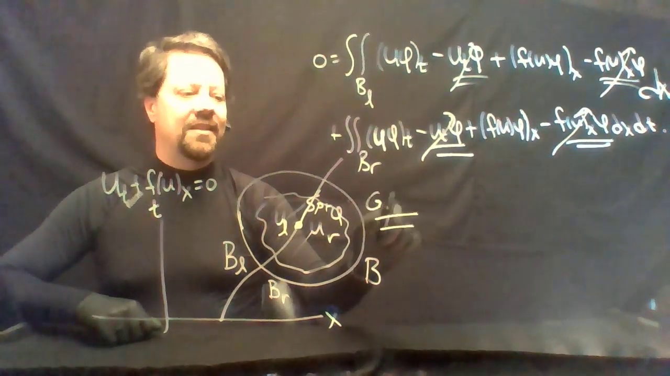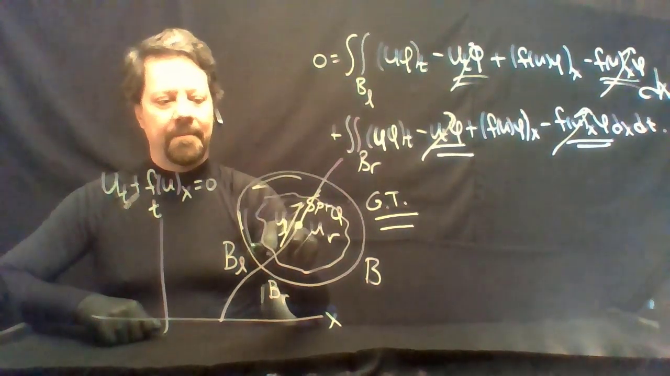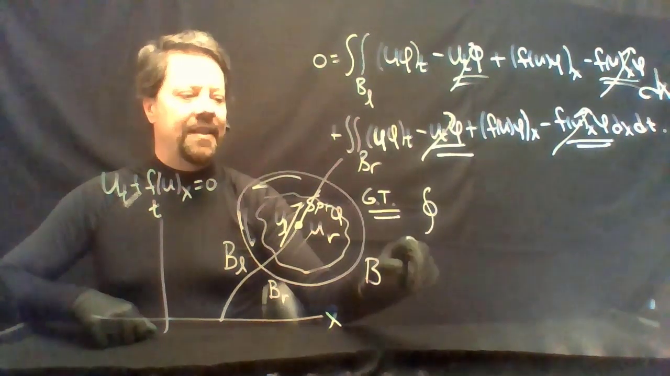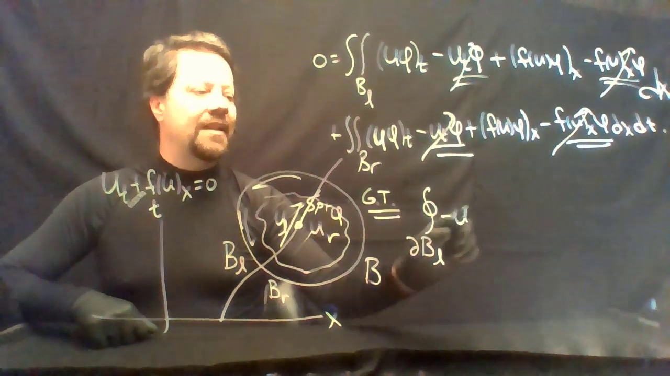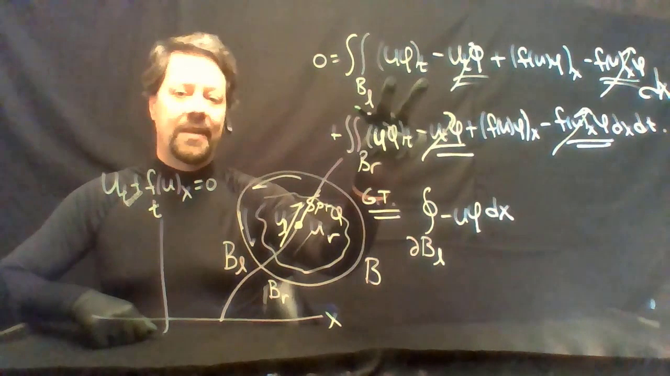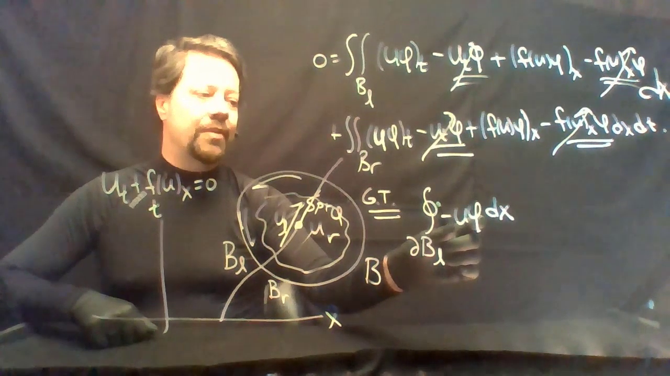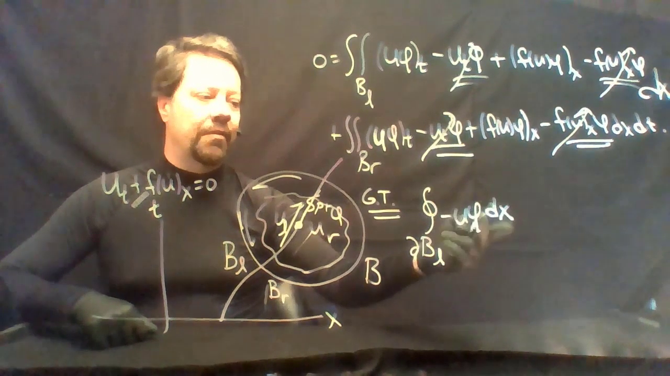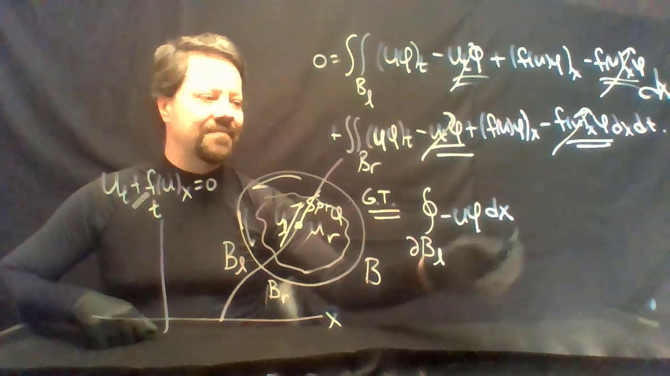We're going to apply Green's theorem. We're going to apply it on each ball individually. In particular, the first integral will be the integral around the boundary of the ball on the left of minus u phi times dx. The reason there is, when you apply Green's theorem to this term, you take the derivative with respect to t. That will give you a dt wedge dx. In order to reverse the product, to have it in the form dx wedge dt, you need the minus sign.